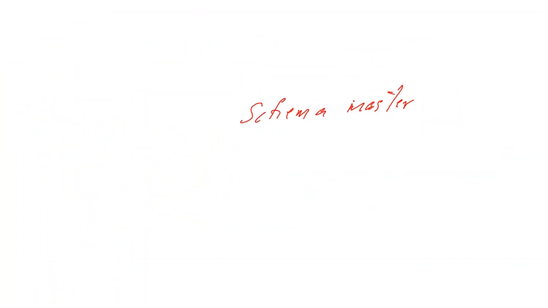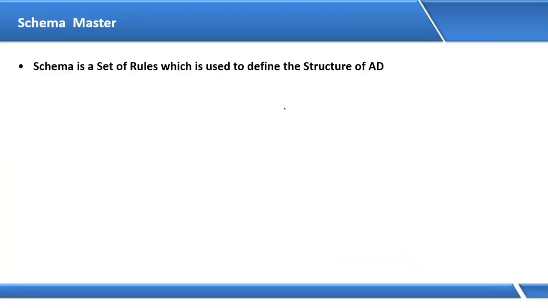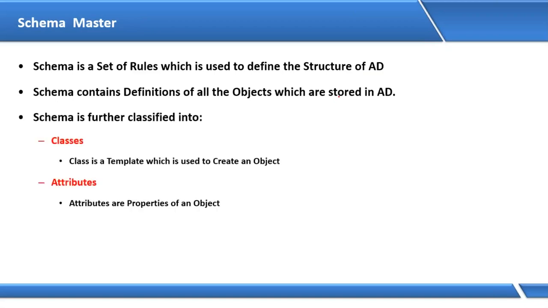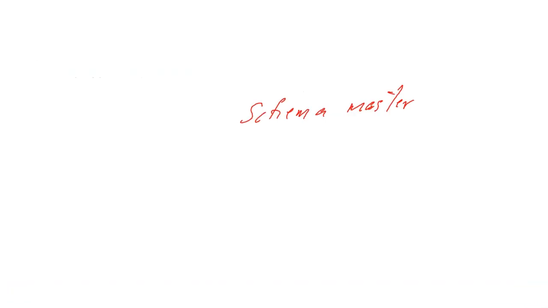This one. You can see it in the slide, Microsoft is saying the Active Directory schema is a set of rules which is used to define the structure of Active Directory, and schema contains the definition of all objects which are stored in Active Directory. Schema is classified into two things, one is called classes and one is called attributes. Now what are classes and what are attributes?